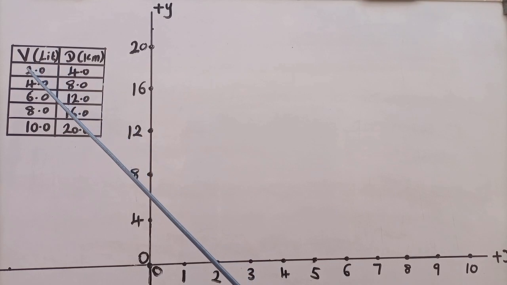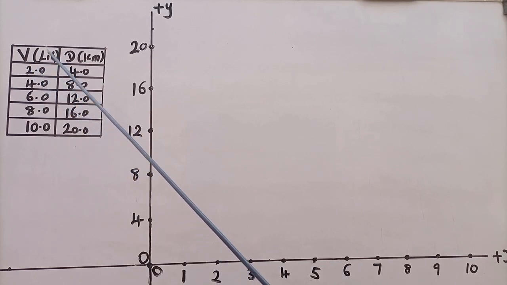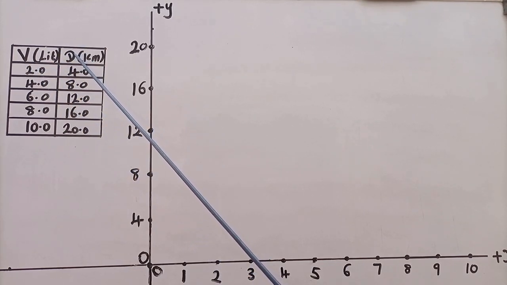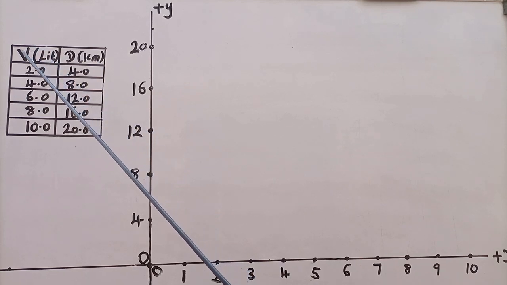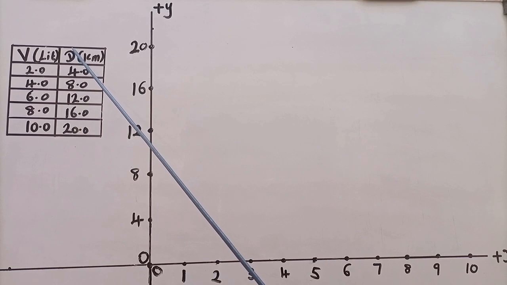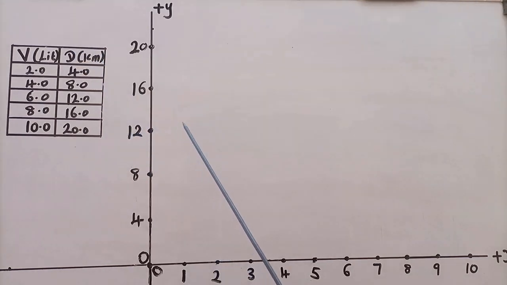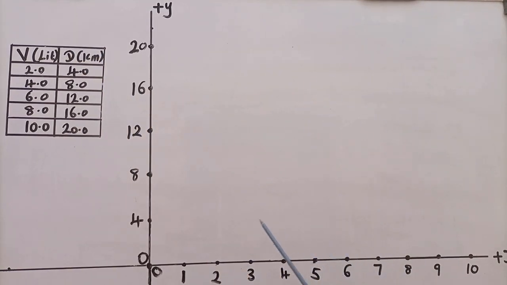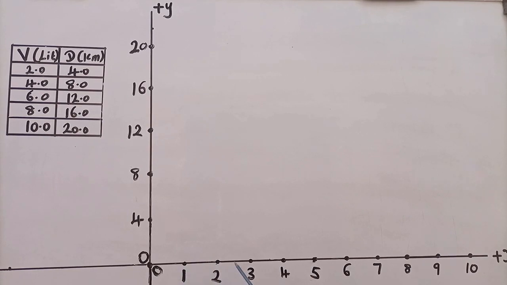The same thing applies to 4 liters, 6 liters, 8 liters, and then 10 liters. So the volume of the petrol determined the distance that was to be traveled. Because of that, we refer to this volume as the independent variable and this distance as the dependent variable. Correspondingly, we use this axis for the independent variable. It means that though we have labeled it x here, the x represents all independent variables.